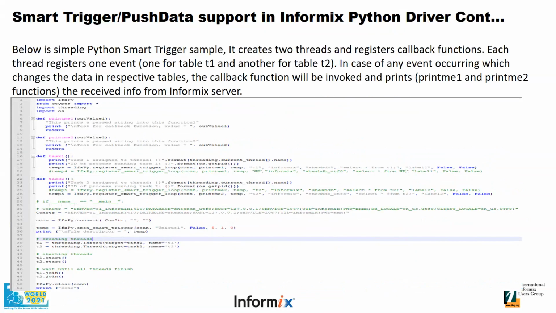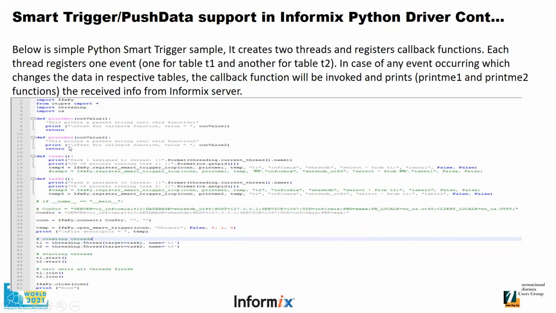Next, we take an example of how the Informix Python driver works with a smart trigger. Here we have taken a simple example which creates two threads and registers the callback function for each thread. These threads are registered, one for table T1 and another for table T2. In case of any event occurring which changes the data in the respective table, the callback function will be invoked and prints print me 1 and print me value.